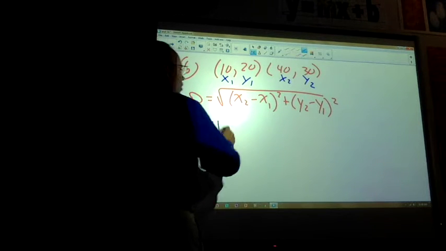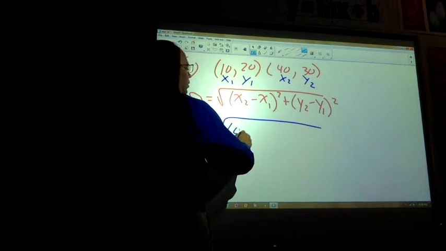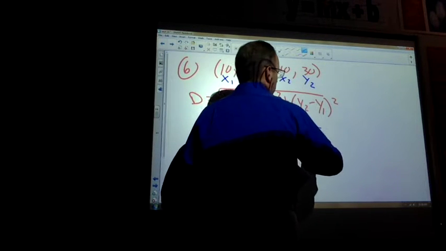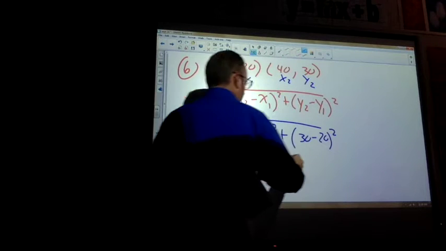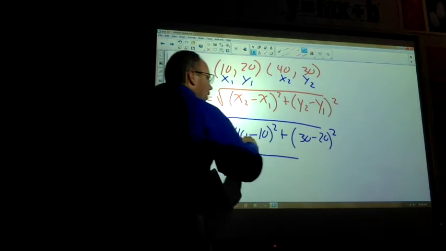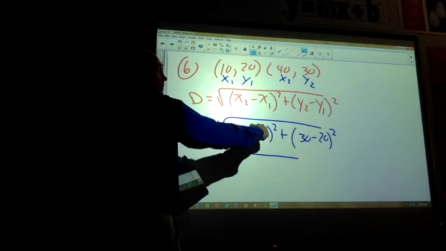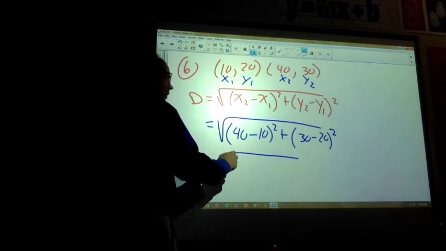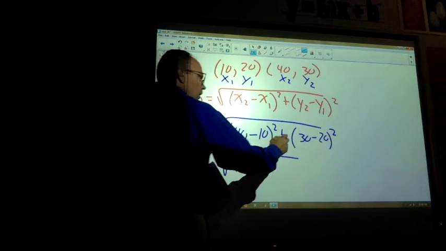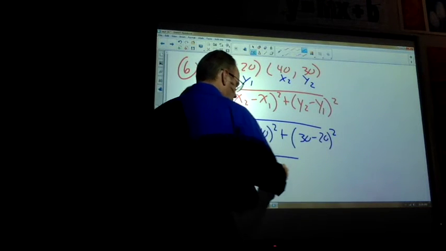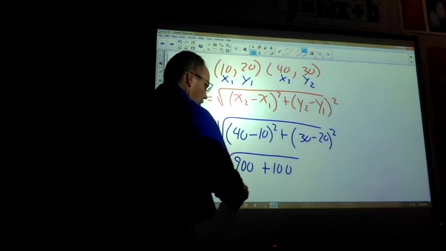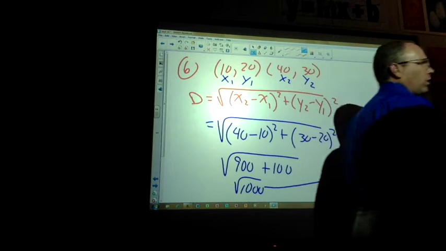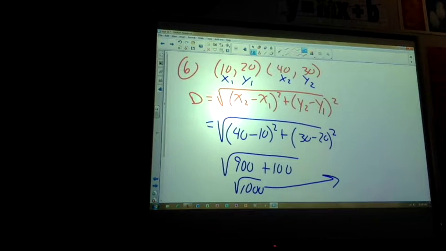So finding the distance, square root of x2, which I have labeled as 40, minus 10 quantity squared, plus 30 minus 20 quantity squared. Okay, root. 40 minus 10 is 30. 30 squared is 900. And then that's 10. 10 squared is 100. So I get the square root of 1,000. If you get there, you're going to get almost all the points correct, but I need you to rationalize it.